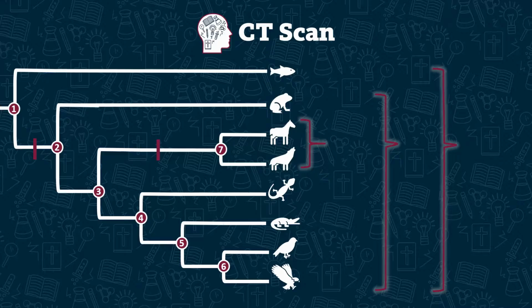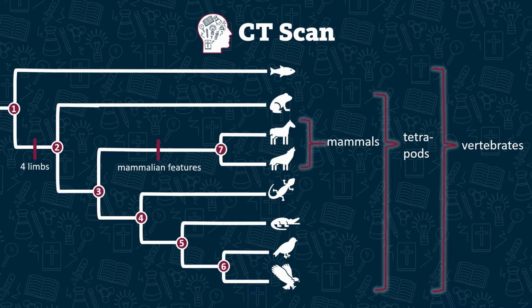For instance, dogs and horses supposedly inherited the defining features of mammals from common ancestor number 7, while dogs, horses, and frogs inherited the 4 limbs characteristics of tetrapods from ancestor number 2. And such nested hierarchies are supposed to be great evidence for evolution.